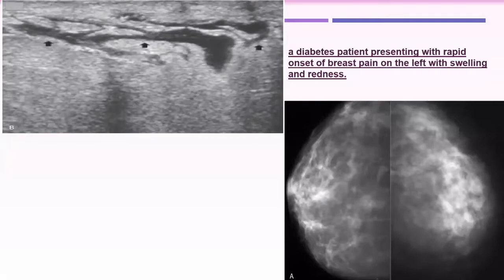Ultrasound and bilateral mammogram, CC view. The left breast shows a global asymmetry, no associated features I can appreciate. Ultrasound shows thickening of the skin and signs of edema. What are the signs of edema? Excellent. What are these signs?